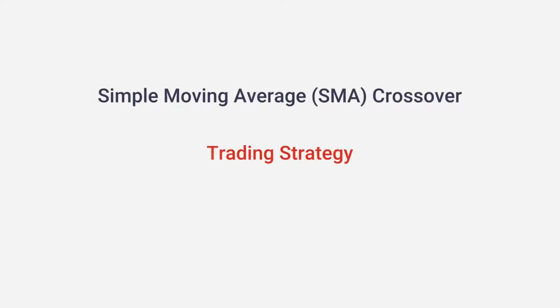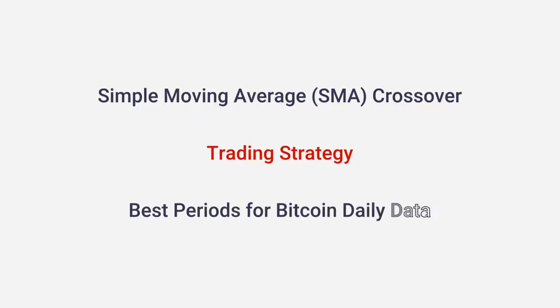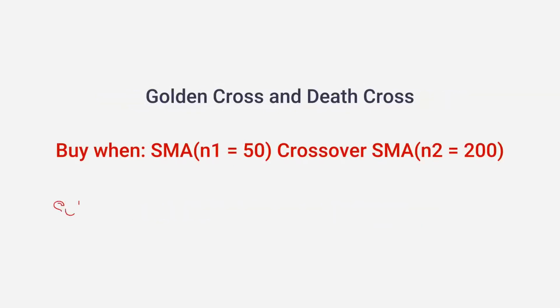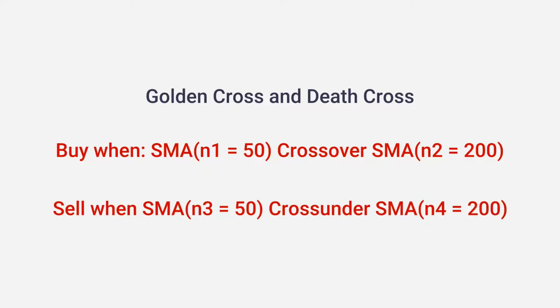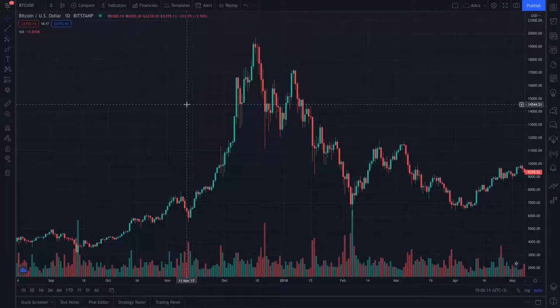Simple moving average crossover trading strategy, best periods for Bitcoin daily data obtained from backtesting optimization. First, let's look at the golden cross and death cross. Let me illustrate the strategy with an example on TradingView.